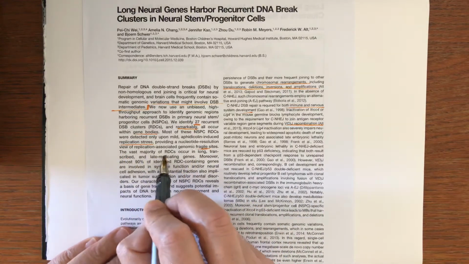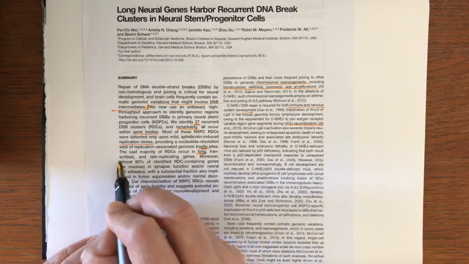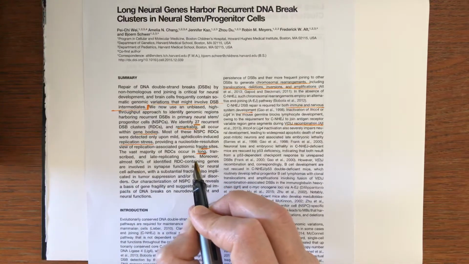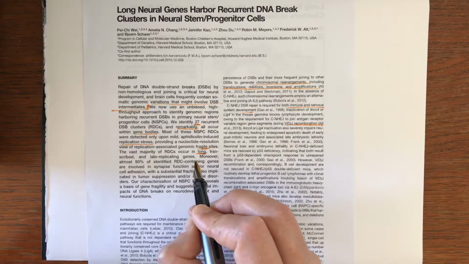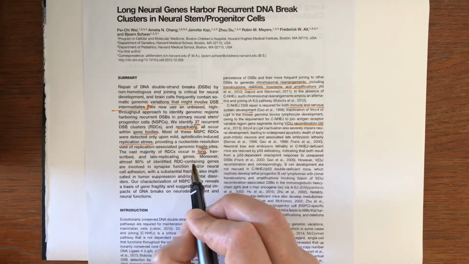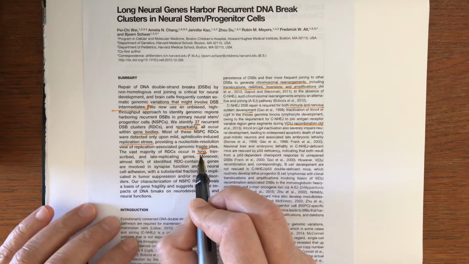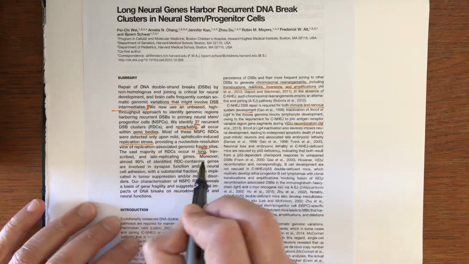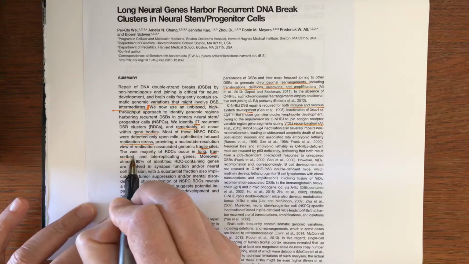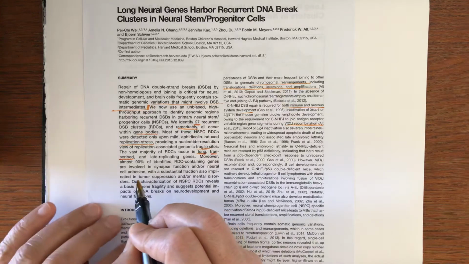The vast majority of recurrent double-strand break clusters occur in long transcribed genes, that is, they're large genes. Even if the open reading frame or the processed mRNA is relatively short, the actual gene body, the part that's transcribed, could be quite long. It could be hundreds of thousands of base pairs long. So long genes, transcribed genes, that implies that the gene must be transcribed in these particular cells.